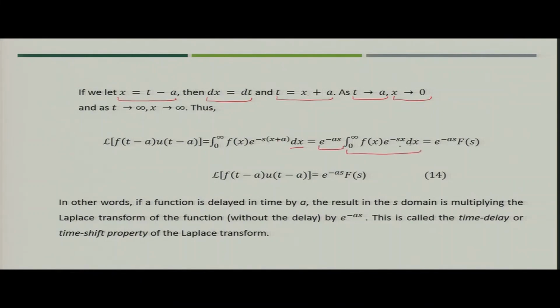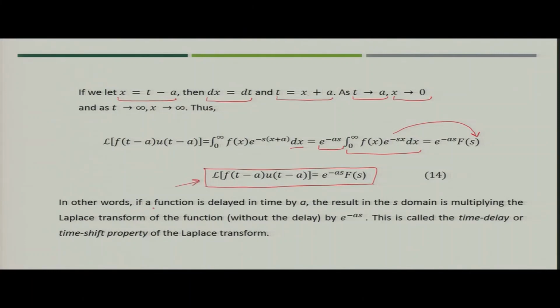What we are left with is 0 to infinity f x e to the power minus s x dx, which is nothing but the Laplace transform of a function f t. So, if you compare with the standard definition, you can simply say that this is the Laplace transform of f x. So, you will simply say that the Laplace transform of this is F s. So, finally, what you got is that the Laplace of function f t minus a u t minus a is nothing but e to the power minus a s F s. So, this is called a time shift.